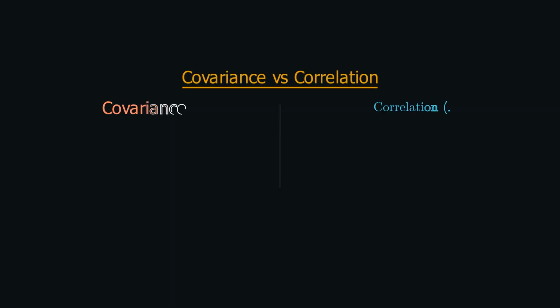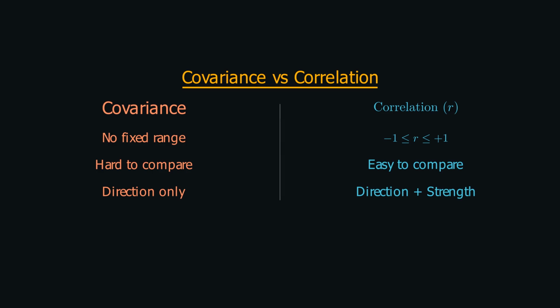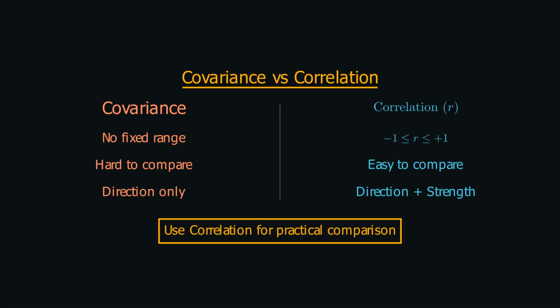Let us put covariance and correlation side by side to see how they differ. Covariance is not bounded. It can be any number, positive or negative, large or small, depending on units. Correlation is always between -1 and +1. Covariance is hard to compare across datasets. Correlation is easy to compare because the scale is fixed. Covariance tells you the direction only. Correlation tells you both the direction and the strength. For most practical work, correlation is the clearer choice.